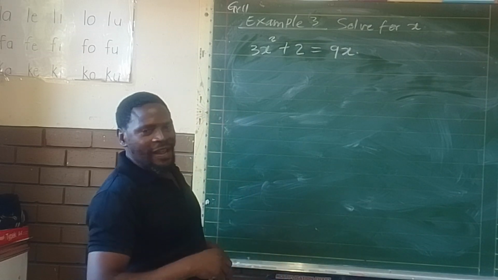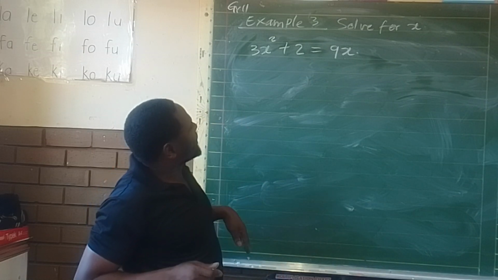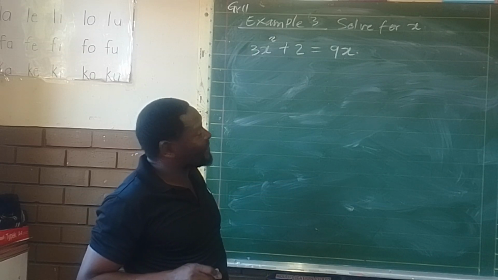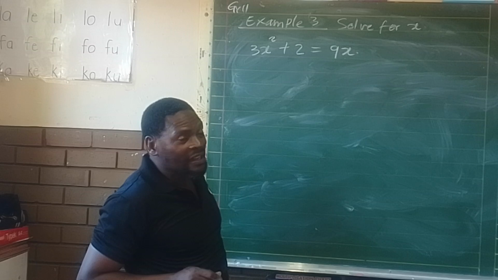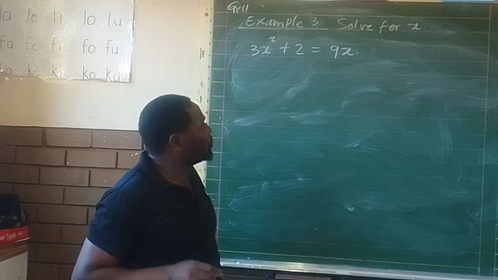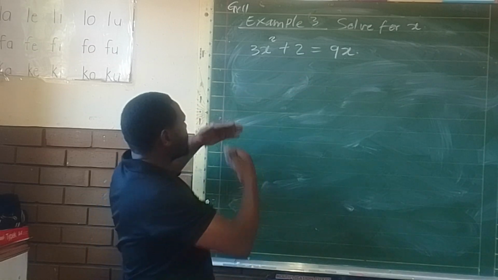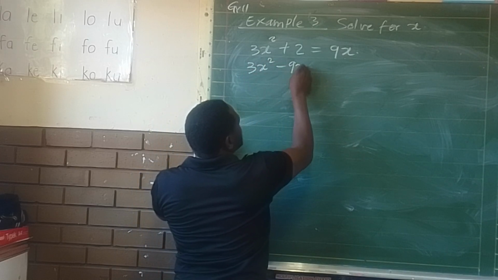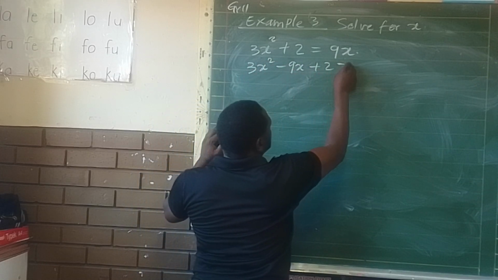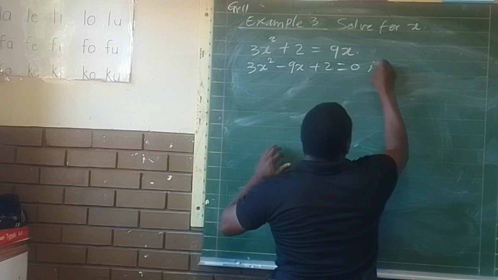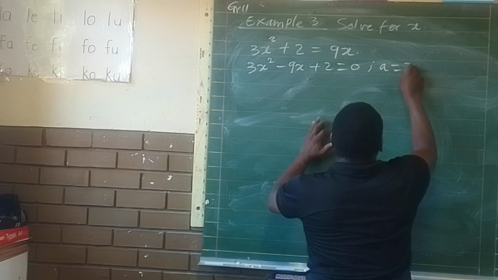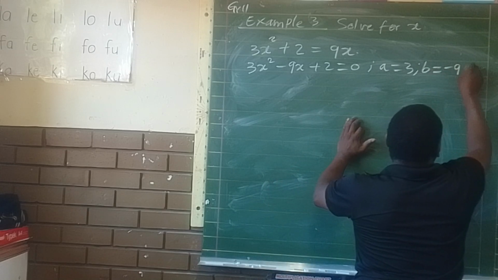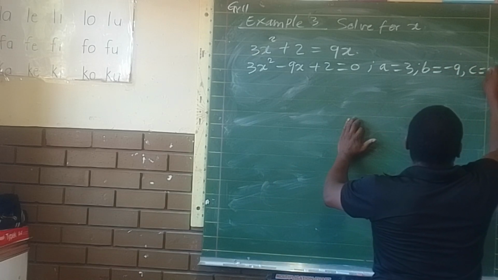Can you see your A? The value of A here is 3. What is the value of B? It's minus 9. What is the value of C? It's positive 2. It's a matter of arranging this equation. 3x squared minus 9x plus 2 is equals to 0, where A is equals to 3, B is equals to minus 9, C is equals to 2.